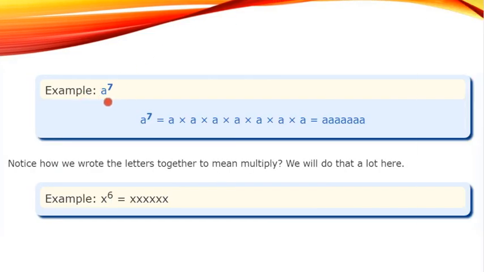Similarly, you can take an example. Suppose you have written a to the power 7. That means you have to multiply this a how many times? 7 times. So a times a times a times a times a times a times a. Similarly, you can take x to the power 6. That means you have to multiply x 6 times. So you will have x multiplied with x multiplied with x multiplied with x, and so on.